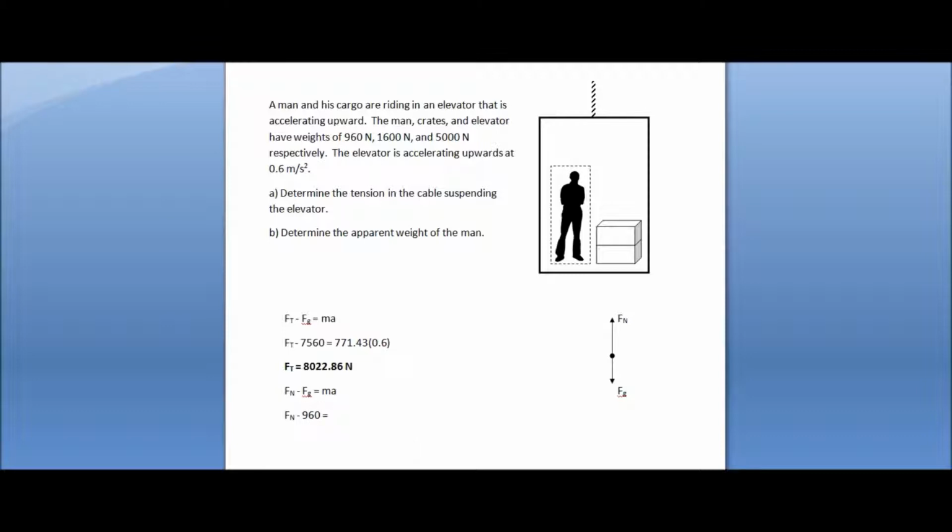His mass is just 960 divided by 9.8, so 97.96, and the acceleration is 0.6. So Fn is equal to, well, multiply these together and then add the 960. So 97.96 times 0.6 plus 960 gives 1018.78.